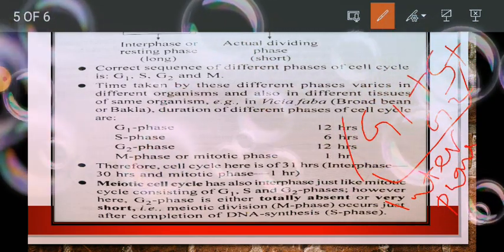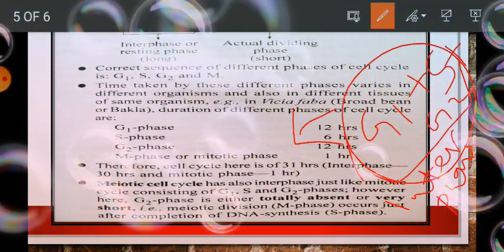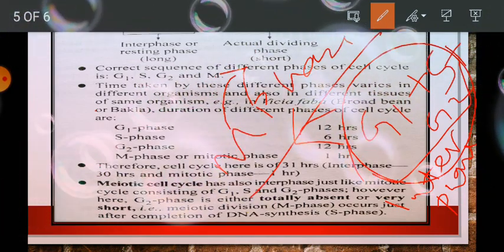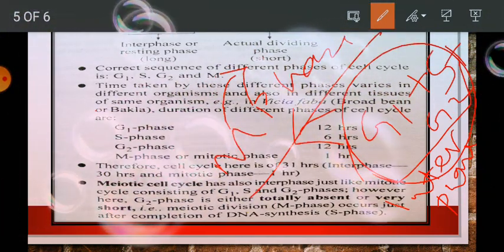Then after that, the last one is the M phase, or mitotic phase. The mitotic phase is where actual cell division occurs in the case of mitotic cell division. It is further divided into prophase, metaphase, anaphase and telophase. In the next video, we are going to discuss the mitotic phase.